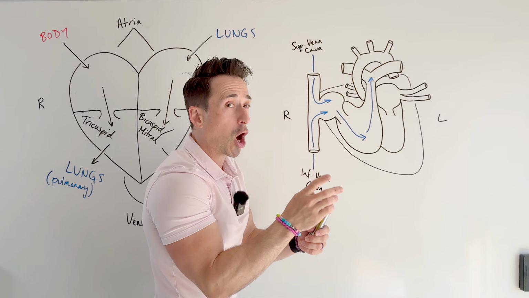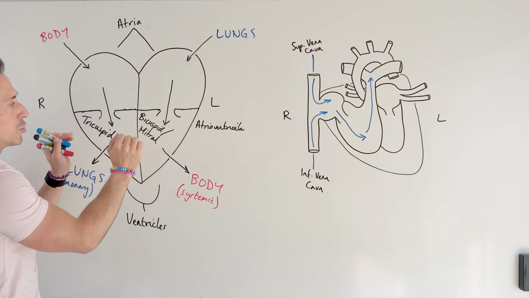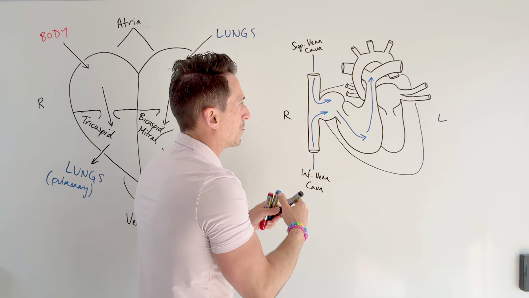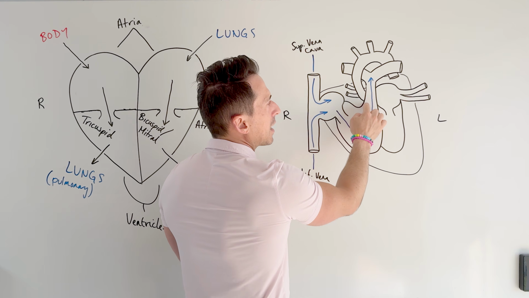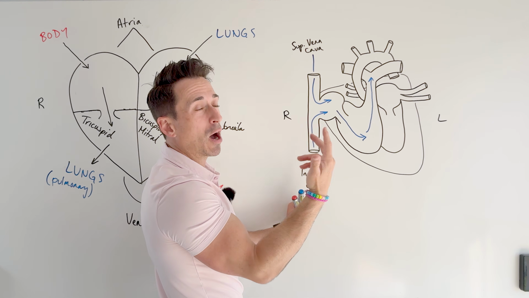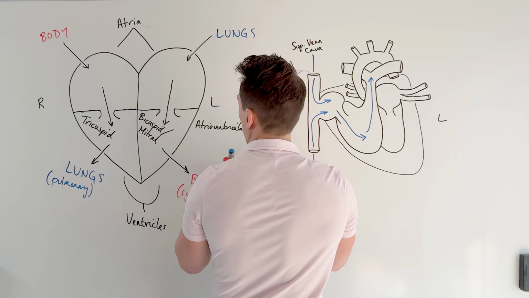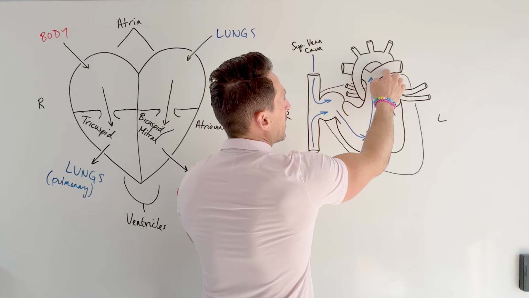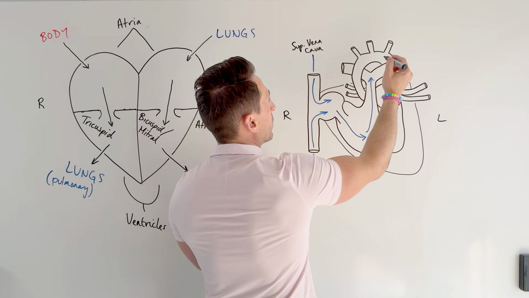But here's an important point. I've only mentioned two sets of valves. We've got more valves because remember, valves prevent backflow. So this vessel is leaving the heart. So it has to be an artery because it's going away from the heart. Where's it going to go? It's going to the lungs, which is the pulmonary circulation. So this is the pulmonary artery.